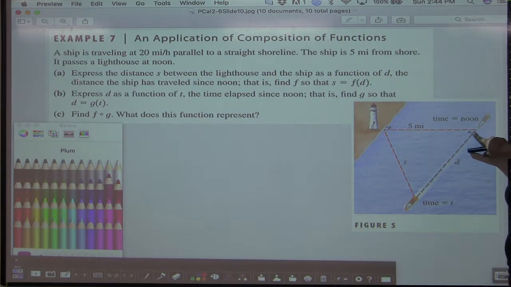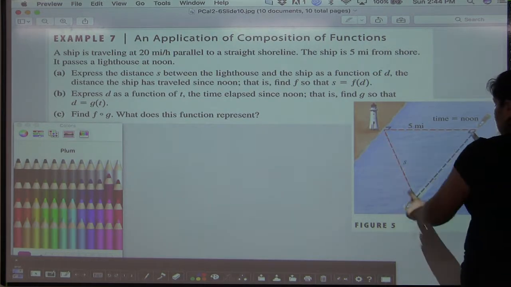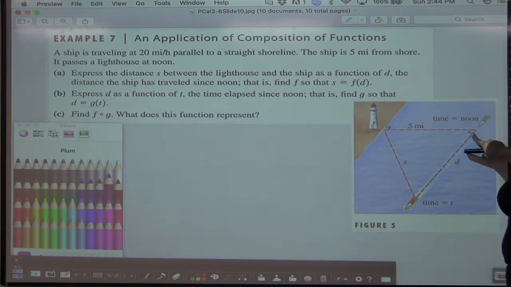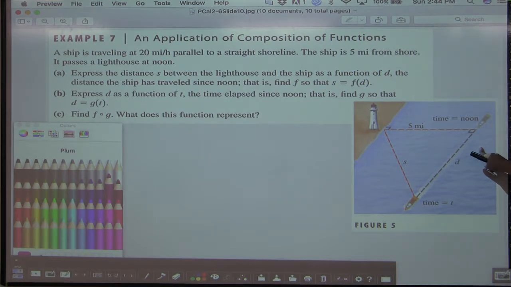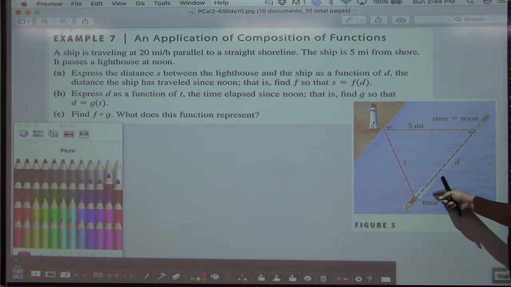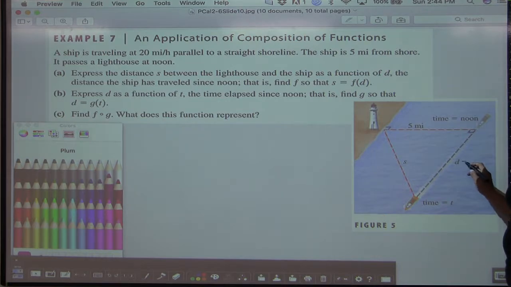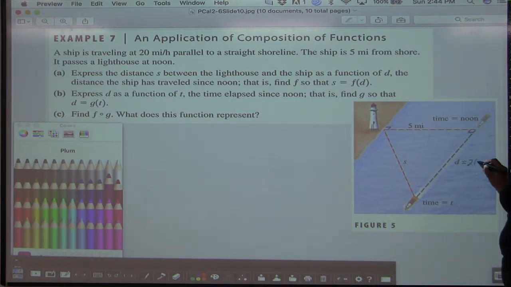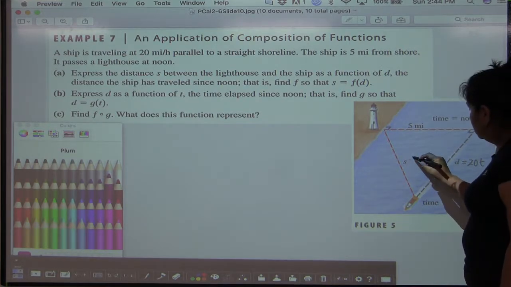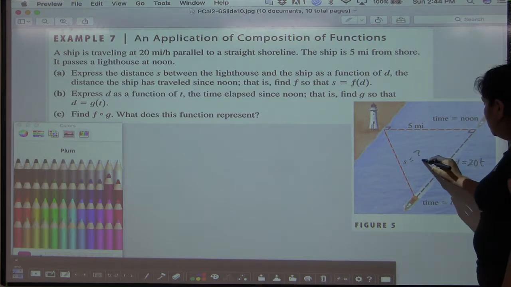It says express the distance S between the lighthouse and the ship, lighthouse and ship, as a function of D, and here's D, marked over here, D, the distance the ship has traveled since noon. So this one's pretty easy. For D, because they told us that it's traveling 20 miles per hour, that's easy, it's 20t. All right? But they want us to find S. That's the little question right there.